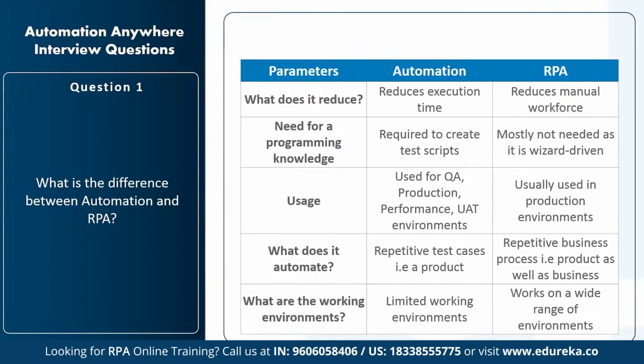So on comparing automation and RPA, automation basically reduces execution time. Programming knowledge is required to create test scripts. It's mainly used for quality analysis, production performance, and user acceptance test environments, automates repetitive test cases, that is basically a product, and is used in limited working environments. RPA reduces manual workforce. Programming knowledge is not much needed as it's wizard driven. It's mostly used in production environments, automates repetitive business processes, that is the products as well as business, and works on a wide range of environments. So guys, these were the differences between automation and RPA.